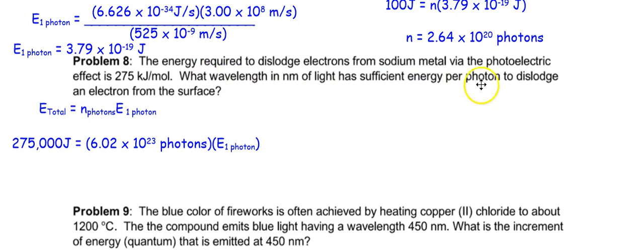What wavelength is sufficient energy per photon? Well, this would be per, hopefully, 1 mole is how I interpret that. Why? Because of this. This is kilojoules per mole. So if I have 1 mole, then that's how much energy I have. So that's my energy of one photon.